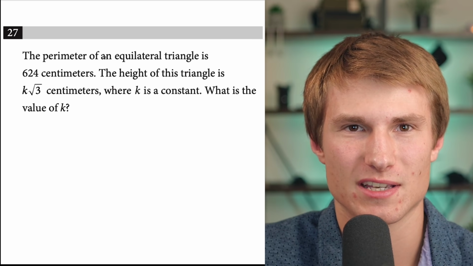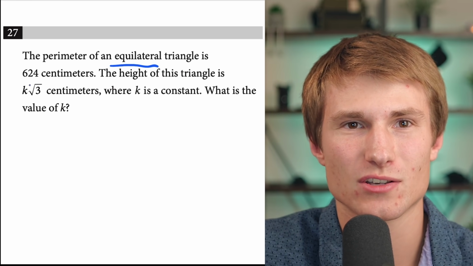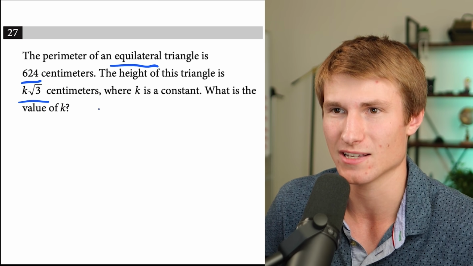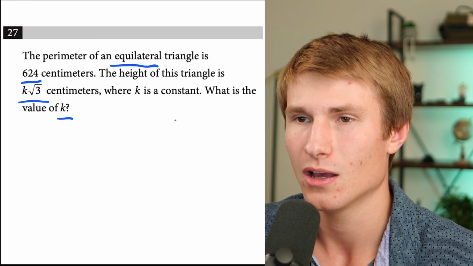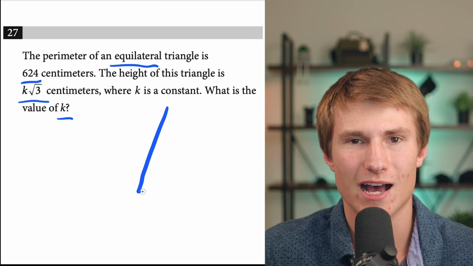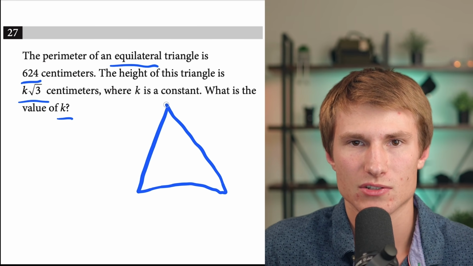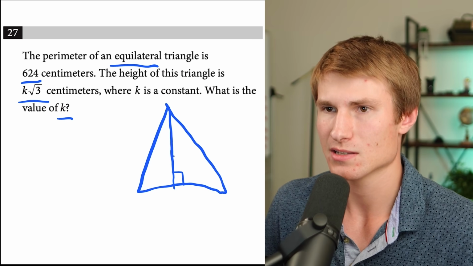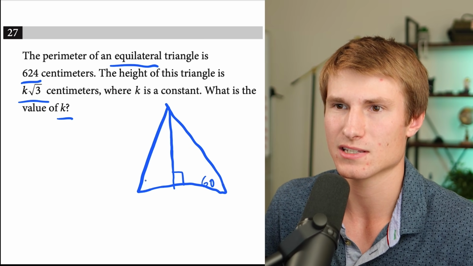Question 27 states the perimeter of an equilateral triangle is 624 centimeters. The height of the triangle is k times root 3 centimeters, where k is a constant. What is the value of k? Well, if we go ahead and draw this out, it's going to make it a lot easier to visualize. So we have our equilateral triangle. We have our height, which is going to form a right angle there. Since it's equilateral, we know that we have side lengths that are equal.